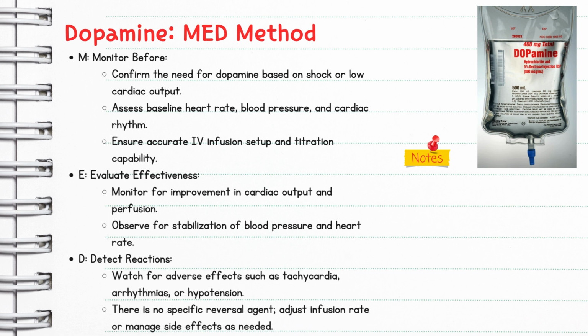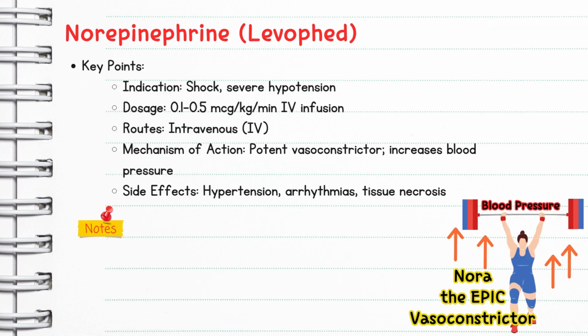Great. So what am I going to look out for? Detecting those reactions. Okay, tachycardia, arrhythmias, hypotension. It can cause hypertension, but it also can cause hypotension because it can cause arrhythmias, and then the heart won't pump effectively. So they need to be on a monitor. We need to be watching the monitor when they're getting this, okay? And there's no reversal agent.